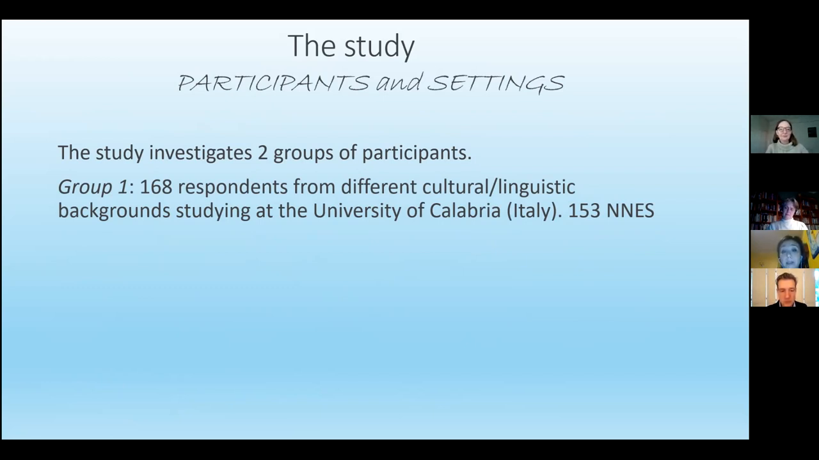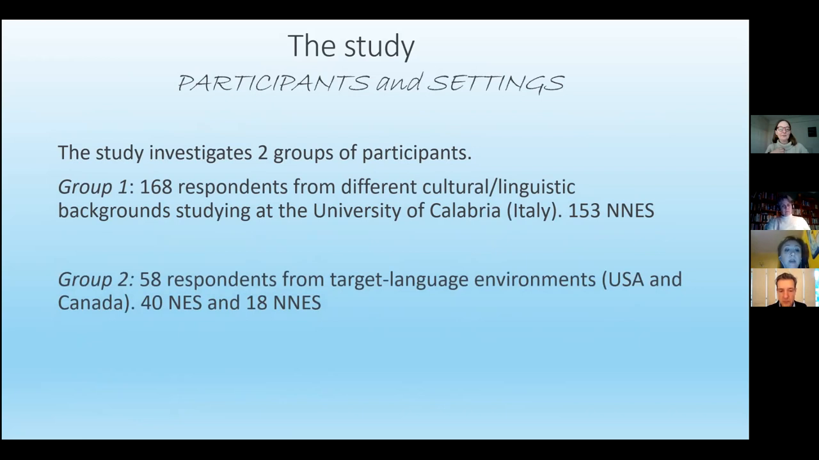153 stated to be non-native English speakers, and only 15 native English speakers. The second group, the second part of the study, which was carried out about a year later, was made up of 58 respondents from target language environments. They belong to one American university, Loyola University in Chicago, the Department of Italian and American Studies, and Alberta University in Canada, the Department of Sociology. 40 students were native English speakers, 18 non-native English speakers.